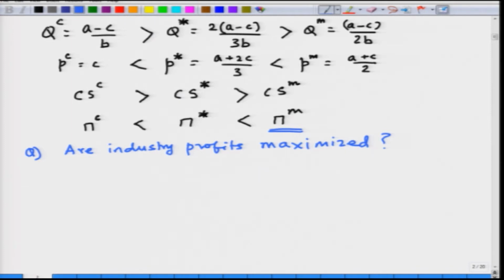So, are industry profits maximized in the Cournot model? No, the industry profits are maximized at the monopoly level of output.